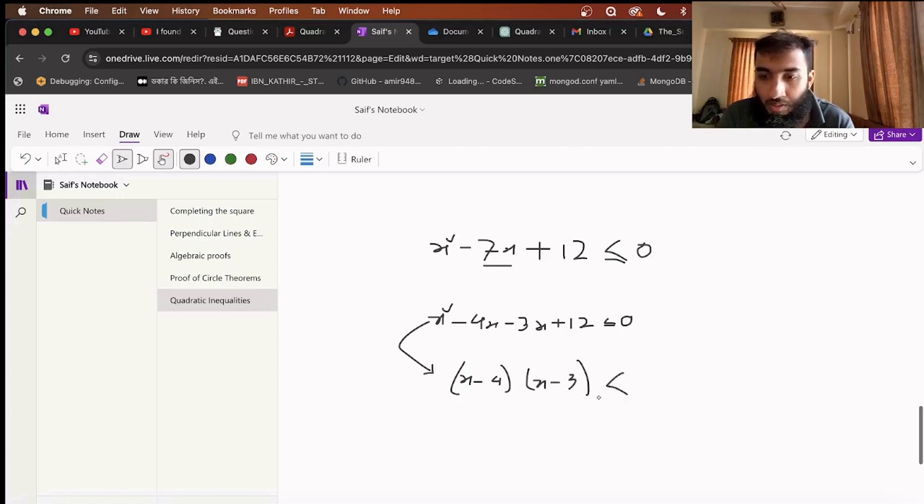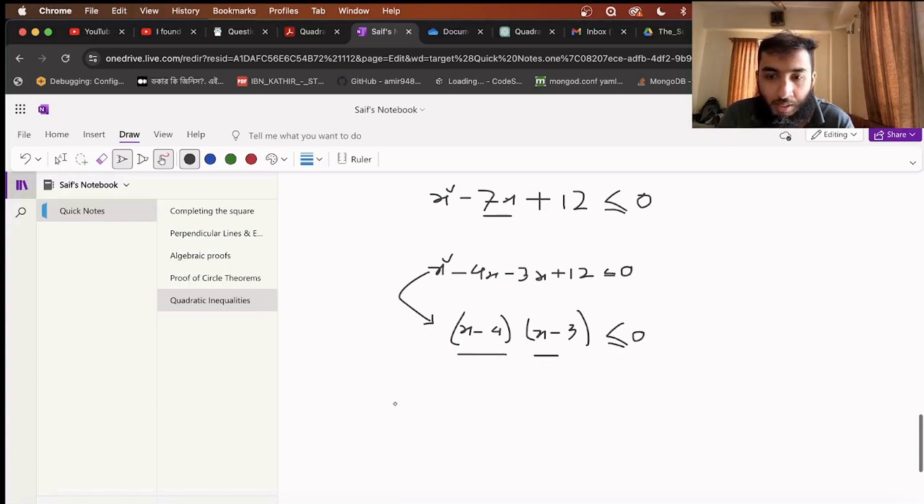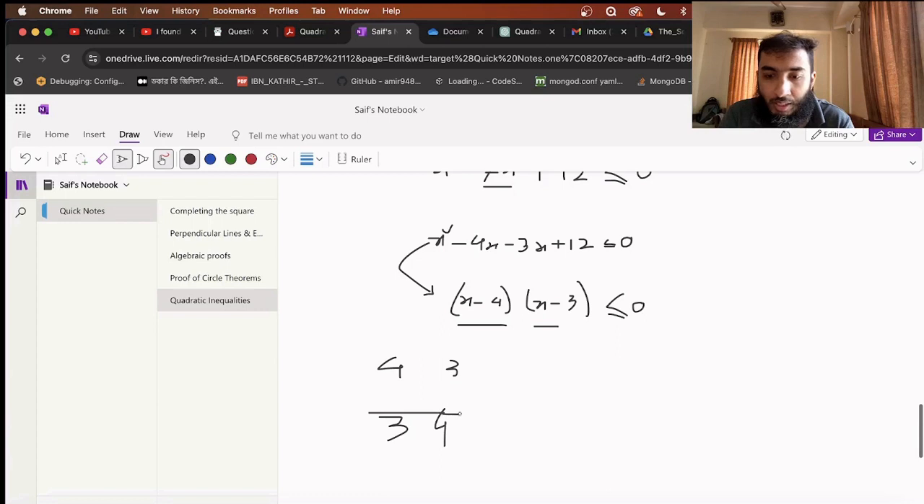So this is less than or equal to 0. What are the critical points if you use these two factors? If you use the value of x as 4, then this is 0, and if you use the value of x as 3, this is 0. So the critical points are 4 and 3, or we can also write it as 3 and 4. So 3 and 4 are the critical points.